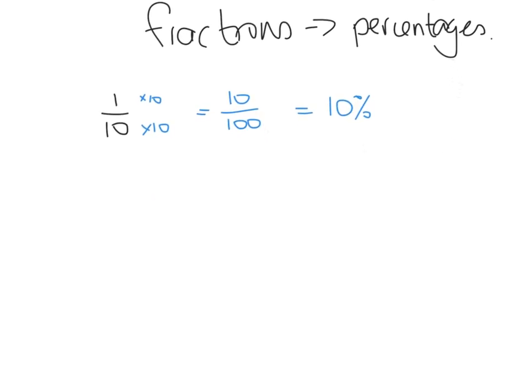Let's have another one. What about 3 over 20? So I have to ask myself, what do I have to multiply this number by to make it 100? Well, 20 times 5 is 100. So I'm going to multiply everything by 5. Which gives me 15 over 100. Which means it's 15%.